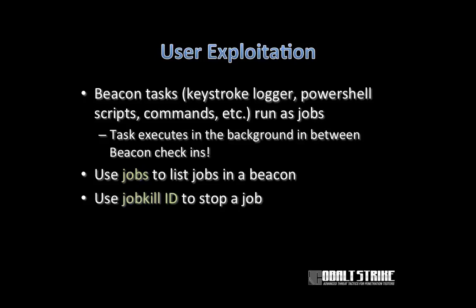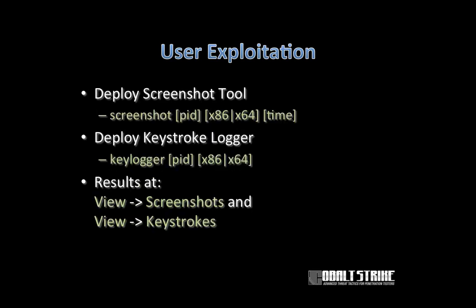Beacon tasks run as jobs. The keystroke logger, PowerShell scripts, commands, the screenshot tool, the port scanner, most post-exploitation features in Cobalt Strike, by design, are injected into another process, and they feed information back to Cobalt Strike's beacon over a named pipe. Now, to see a list of jobs in a beacon, just type jobs in that beacon's console. And if you want to stop a job early, type job kill and the job ID, and that will give Beacon a task to shut down that job for you.